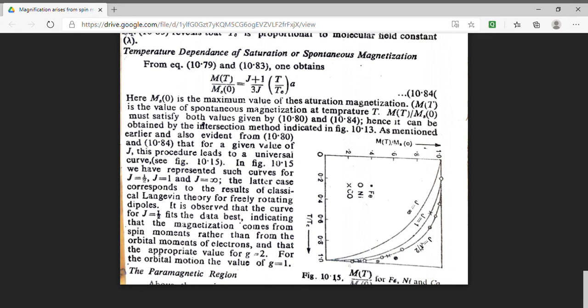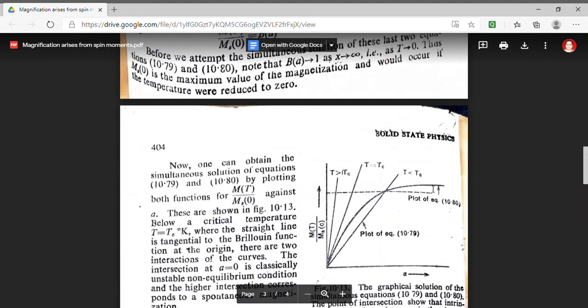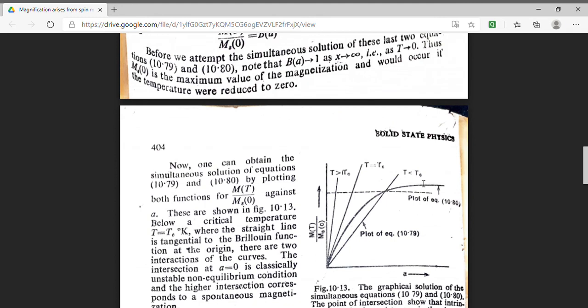So we can say that ferromagnetism arises in the temperature range T less than Tc. This was our final conclusion which we derived in our last lecture. The important conclusion is that in a ferromagnetic material, the magnetization exists for temperature T less than Tc. It is not possible when T equal to Tc or T is greater than Tc.